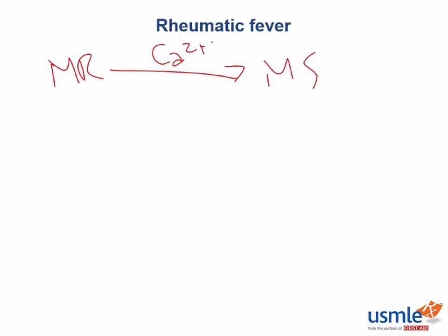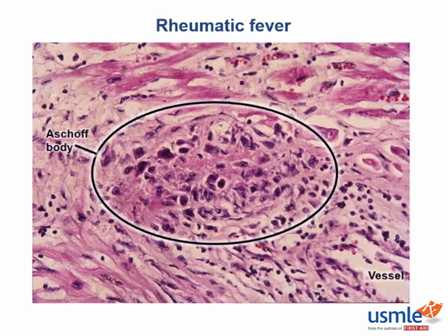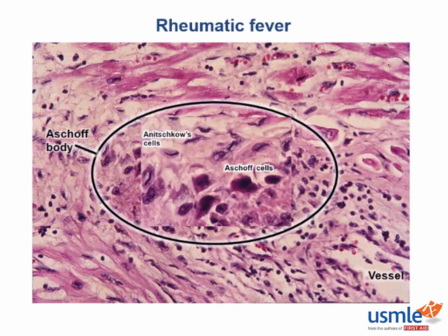Now, despite knowing all of this information, we can still get an image like this and be expected to know what's going on. We need to be able to understand and recognize what we see on microscopy and relate it back to the disease. So what are we looking at? These are Aschoff bodies. These are granulomatous nodules within the heart composed of concentrations of lymphocytes, plasma cells, and a bunch of abnormal macrophages called Anitschkow cells. We can see those here in this image.